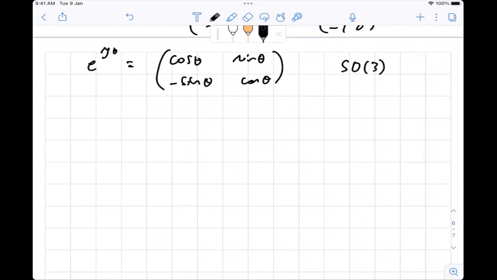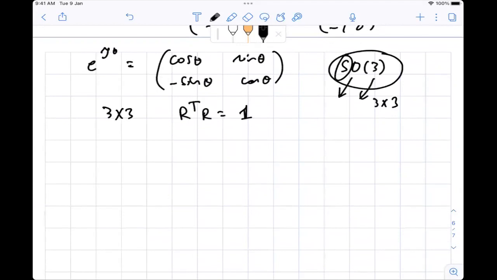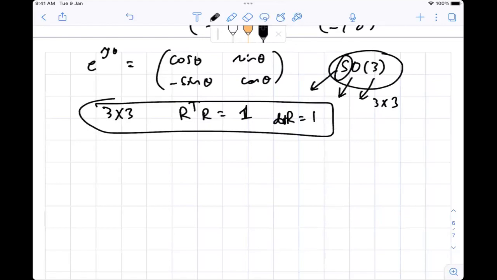So SO3, here S means that it is special. So what does this mean? That I'm looking for 3 cross 3 matrices, because 3 here represents 3 cross 3, and O means orthogonal. Orthogonal means that R transpose R equals I, and special means that determinant of R is equal to 1. So these are the 3 conditions that are there in this SO3.